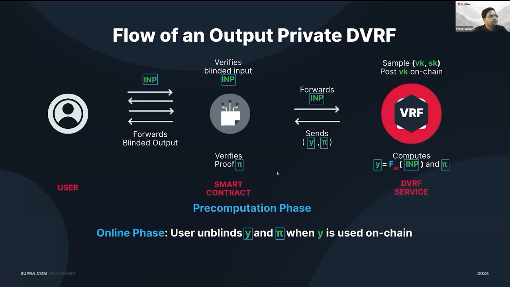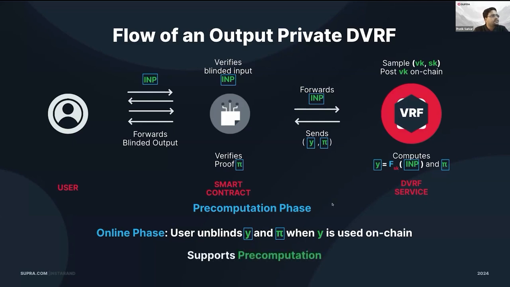So this happens in the pre-computation phase. Here, only the user will know what Y and pi are. The DVRF service, the smart contract, or anyone else will not know what this Y and pi are. And in the online phase, when the user wants to use this Y, it will unblind, or unmask, this Y and the corresponding pi. So in the online phase, it will not incur the client-server latency and it will also not incur the gas cost of this computation. So this is how an output private DVRF works.